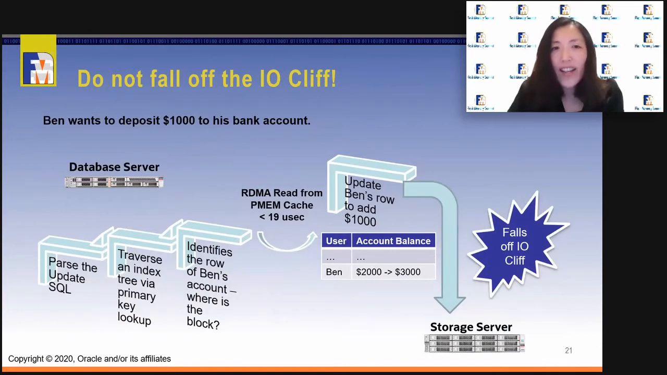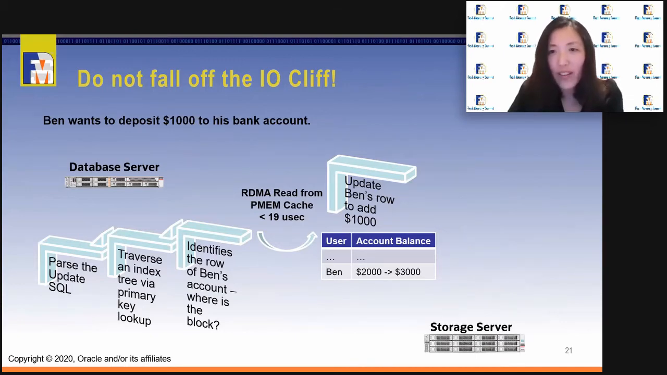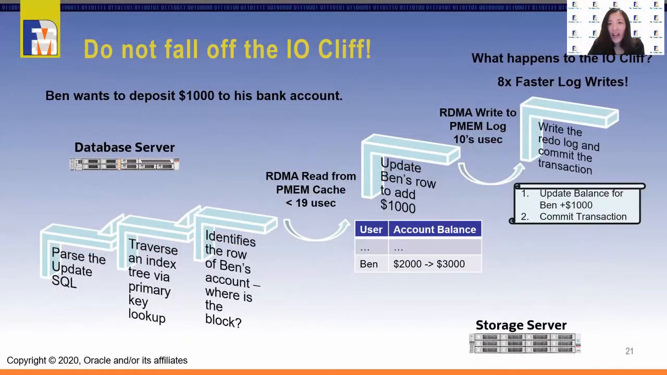So now let's take another look at Ben's transaction. Remember the IO cliff for the redo log writes? What can we do here? Yes, we go ahead and issue an RDMA write to the PMEM log, and that gave us 8x faster log writes. And that allowed us to avoid the IO cliff again.